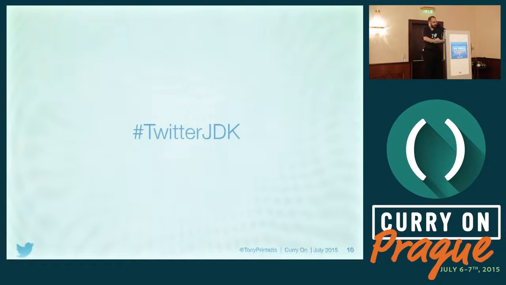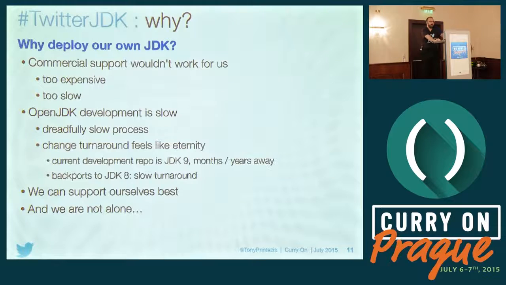Okay, so the next few slides are going to be on the Twitter JDK, just to give you an idea of how we release it, etc. The first question lots of people ask is, why do you deploy your own JDK? Why don't you just get Oracle and have Oracle support you? There are a couple of reasons. First is commercial support, because of course you need to be supported. If something happens in production and it's critical, you need somebody to go and fix the issue. Commercial support wouldn't work for us because it's too expensive. Typically it's priced per CPU, and we have thousands and thousands of CPUs.